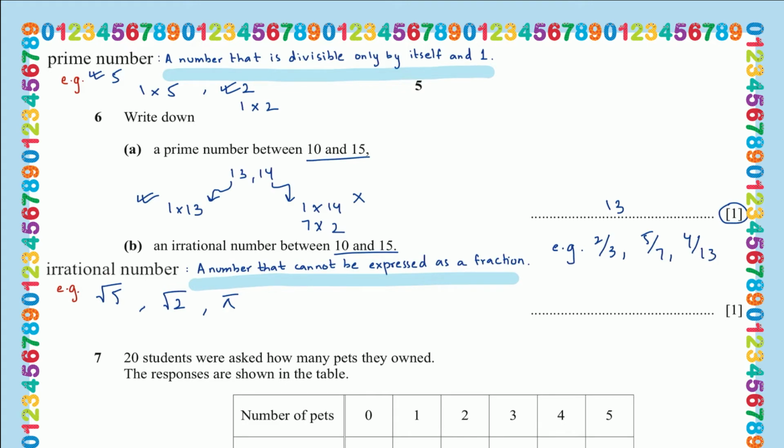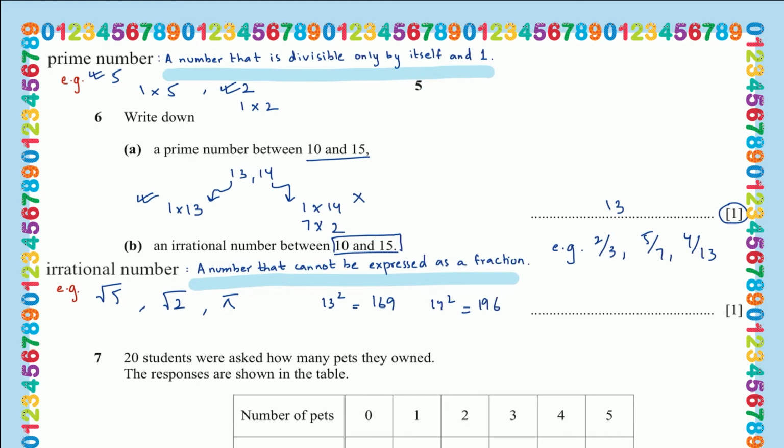Now let's get to the main question. So we have to find an irrational number that falls between 10 and 15. Now let's look at a couple of perfect squares. So we know that the square of 13 is 169 and the square of 14 is 196.